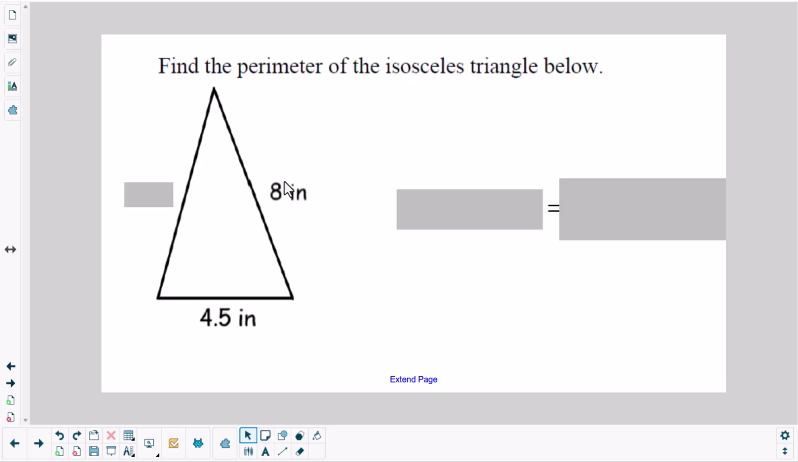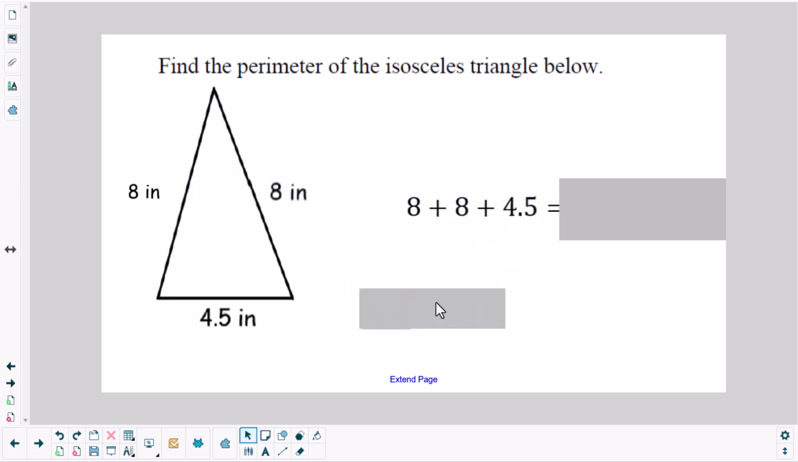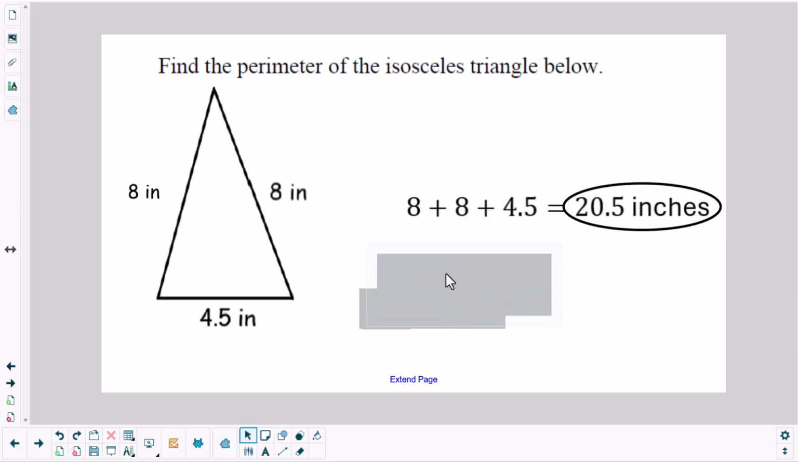This side is 8 inches, and sometimes we'll throw some little tick marks in here to indicate that both of these sides have the same length, but we can tell that they look more similar in length than this bottom edge that we have. So this side is 8 inches, so to find the perimeter, we do 8 plus 4.5. When we total those, that gets us 20.5 inches.